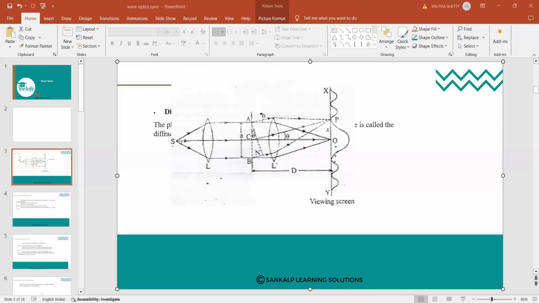The light was spreading in all directions. So you can just converge that by using the lens here. So converged, it is falling on the slit. So AB, it is a slit. So when it falls on the AB slit, the diffraction patterns are coming out. The diffraction pattern we are getting.